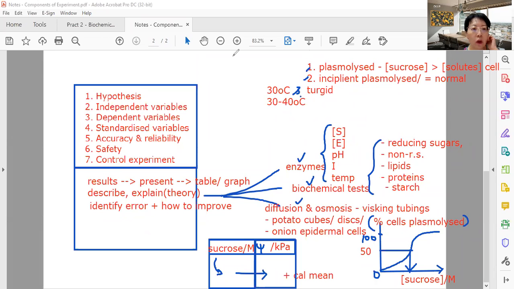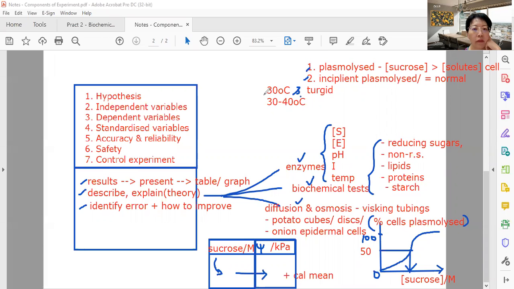So let's move on from here. You will have results that you need to present, you need to describe, you need to explain your results. Why does it go up? Why does it go down, using your theory? Okay. Effect of temperature, effect of pH. Then identify possible sources of error and how to improve it.